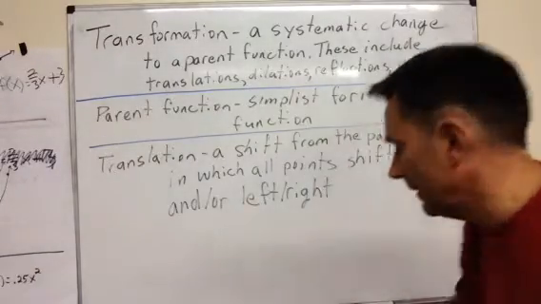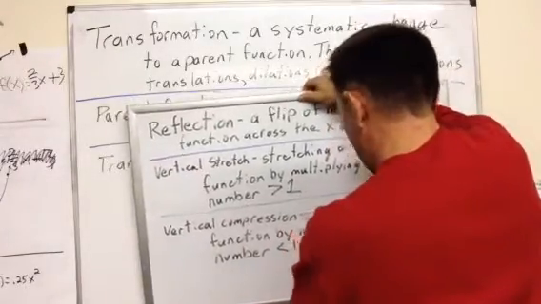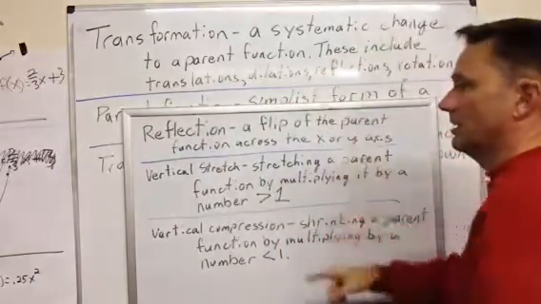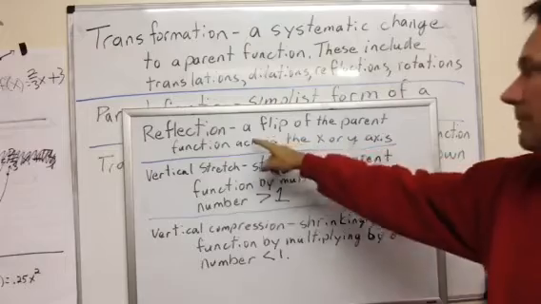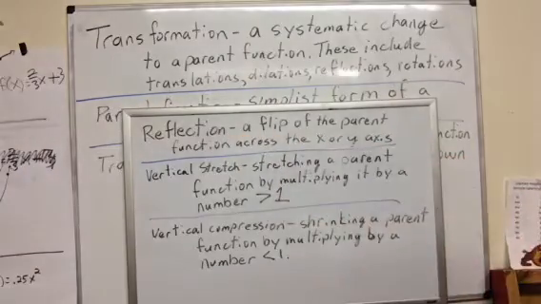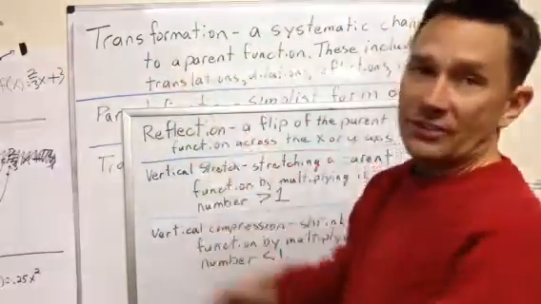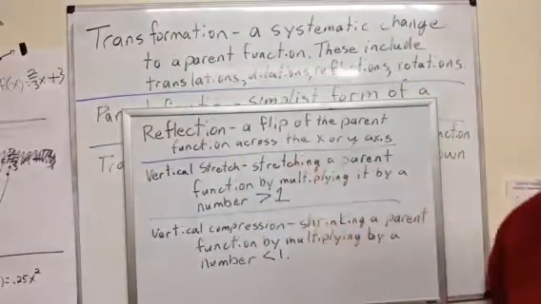The next set of definitions, again, we're not done yet, starts here. A reflection is a flip of the parent function across the x or y axis. So it's like we're taking something and just flipping it across, like a mirror image of it.